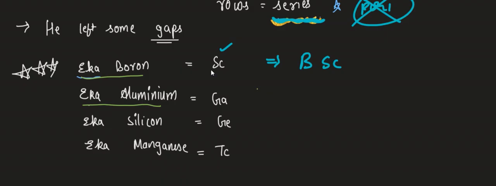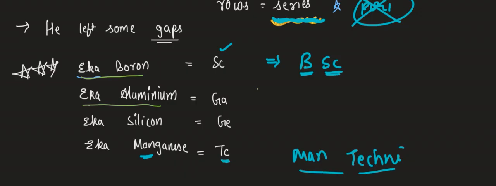Just remember BSc. B indicates Eka boron, Sc indicates scandium. So Eka boron is scandium, because sometimes you may get a match-the-following question on this. Next, remember "man-technique". Generally Tc indicates technetium, and man indicates manganese. So manganese, technetium; boron, scandium. How to remember? Eka boron, scandium: BSc. Manganese, technetium: man-technique.